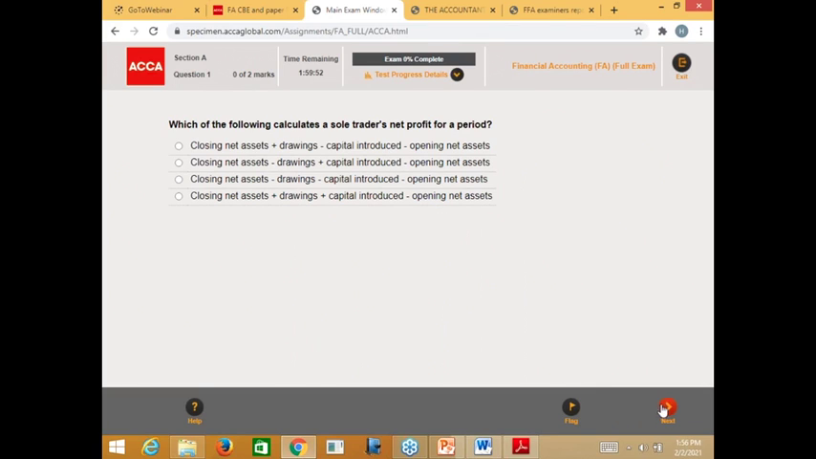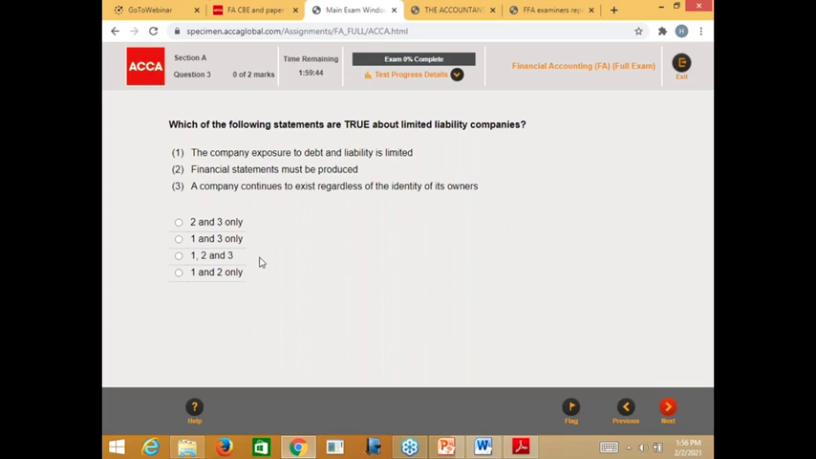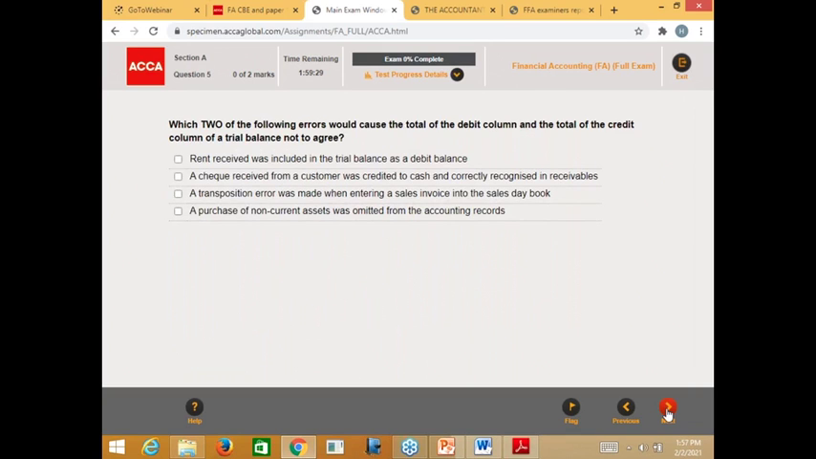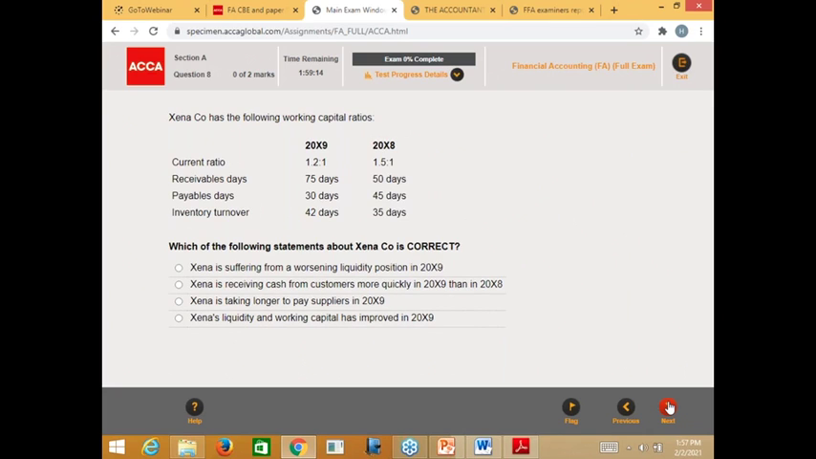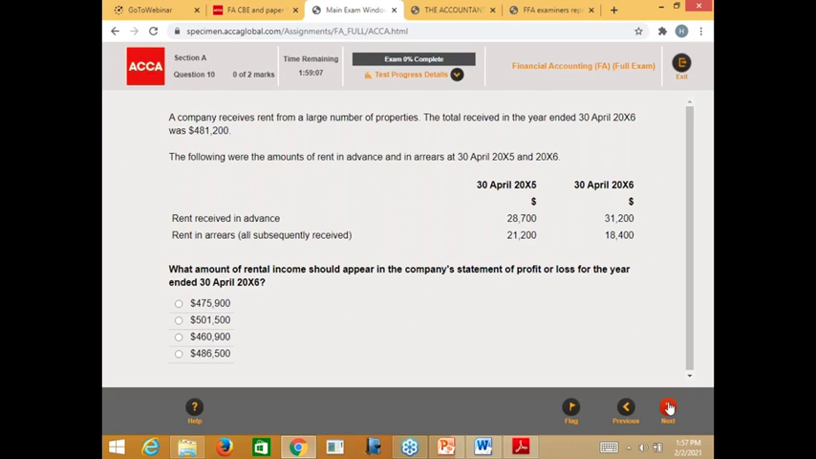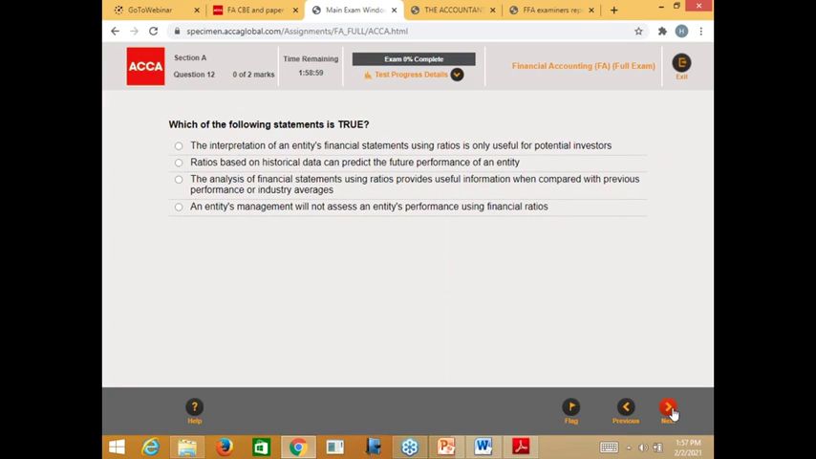The first question is MCQs actually, so you have to select one answer out of four. Second, same. Third, you have to select more than one answer, like two or three is correct, one or three is correct, one, two, three correct. This is another type of question. Now this is the box style question in which you are required to calculate and write the answer in the box. Now, this is a very important type of question: which two of the following errors? You have to select two answers for this question. MCQs, box style, MCQs true or false, MCQs which two of the following. So there are three to four types of questions which can appear in the examination.